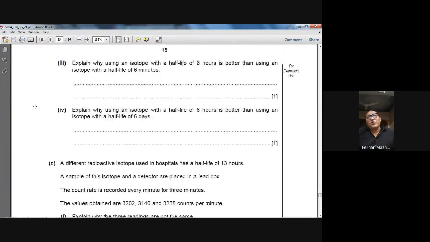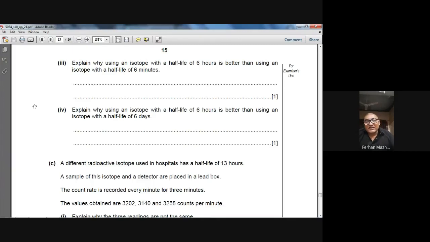The next question is: explain why using an isotope with a half-life of 6 hours is better than using an isotope with a half-life of 6 minutes. You see, why not use the isotope whose half-life is just 6 minutes? 6 hours is a good time. You inject the solution into the body, and then that injection will travel in the body and reach the cancer cells, and then you will use the detector to find where the cancer cells are. So for this process, 6 hours is a good time.